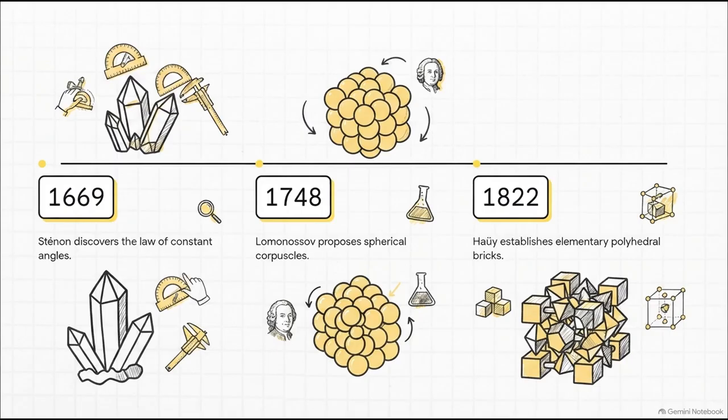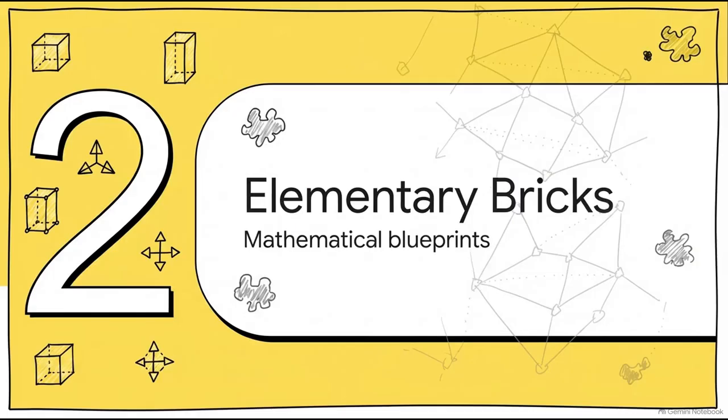Look at this timeline. In 1669, a guy named Nicholas Steno studied quartz crystals from entirely different geographic locations. He noticed that even though the overall sizes varied wildly, the angles between corresponding faces were always, mathematically, identical. This became the law of constant angles. Then, fast forward to 1748, Lomonosov took it a step further. He proposed that these structures were actually made of tiny, packed, spherical corpuscles. And finally, by 1822, Haüy formalized the whole thing into a theory of structural systems using those elementary polyhedral bricks we just talked about. Moving right along to Section 2, Elementary bricks.